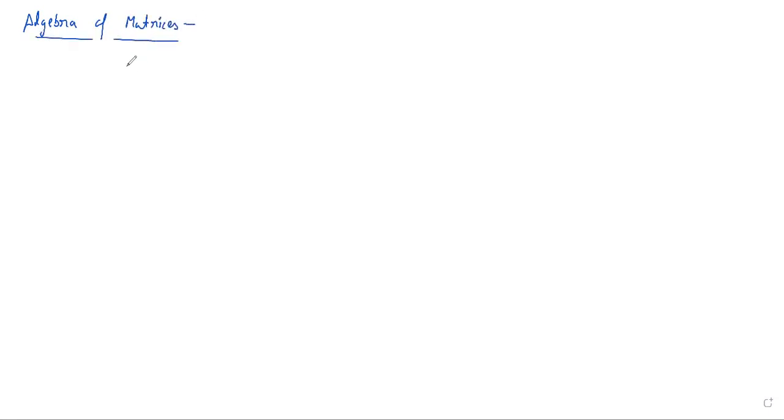So how is a matrix defined? I have this matrix A, whose corresponding elements are A11, A12 to A1n. This is my first row. And the next row is A21, A22 to A2n. This is my second row.